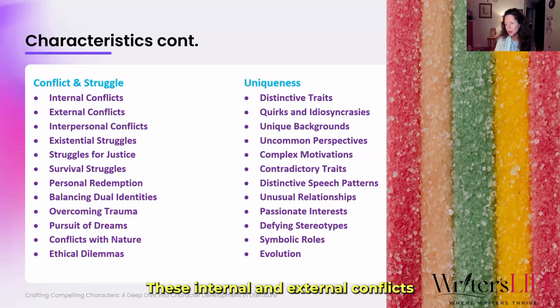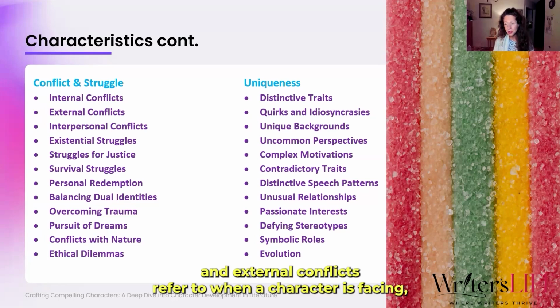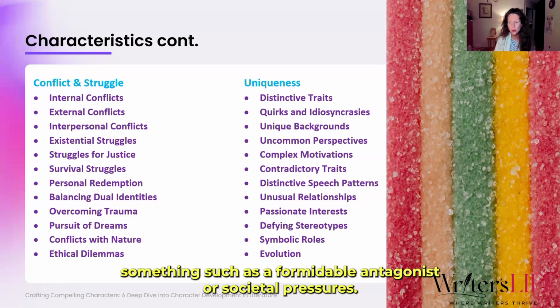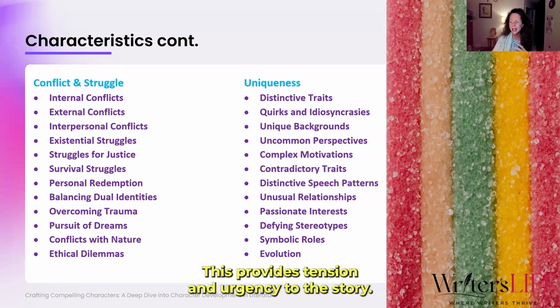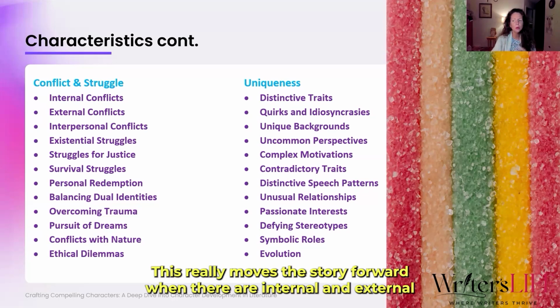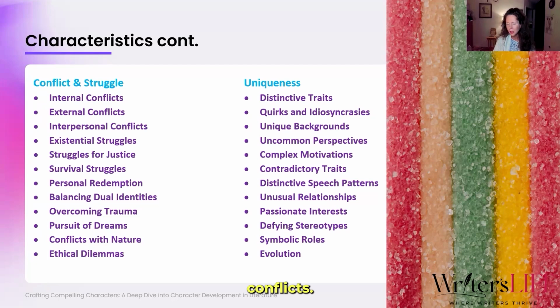These internal and external conflicts. External conflicts refer to when a character is facing something such as a formidable antagonist or societal pressures. This provides tension and urgency to the story. This really moves the story forward when there are internal and external conflicts.